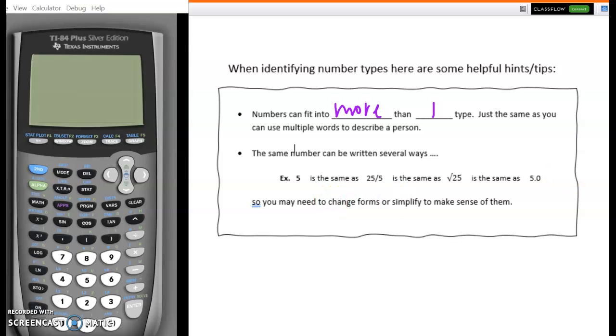you can have the number 5. That is the same value as 25 over 5. 25 divided by 5 is 5, right? So it's a different way to write the same number. You can also see the number 5 written as the square root of 25. A little more hidden, right? But when we simplify it out on a calculator, you find that it is the exact same value as 5. And in decimal world, 5 is the same as 5.0.